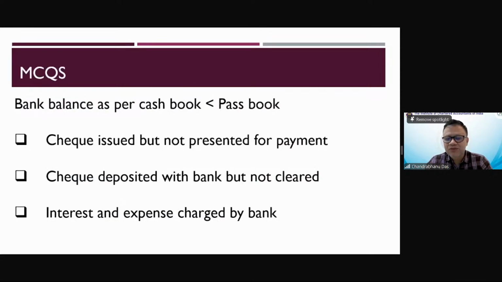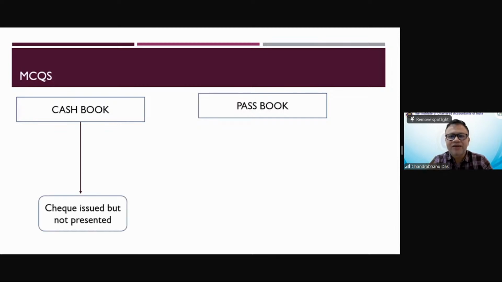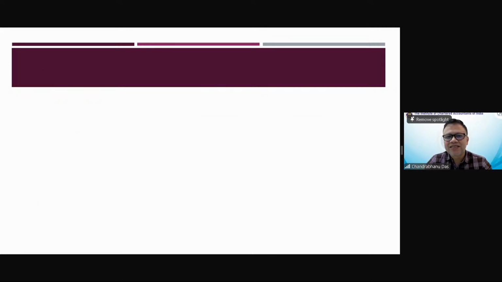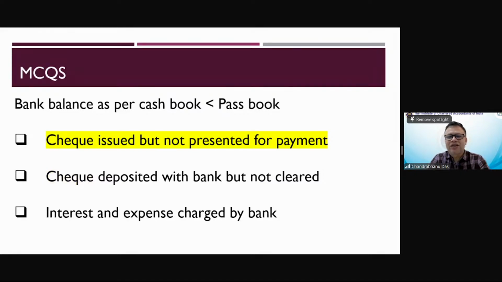Now balance as per cash book becomes less than passbook. When cash book is there, passbook is there. When there is checks issued but not presented. So that time what happens? Passbook doesn't know about your checks issued, but cash book knows about it. So at that time, cash book balance reduces, passbook balance remains intact. Passbook doesn't know about it. So cash book balance decreases and passbook balance increases. So checks issued but not presented for payment, check deposited with bank but not cleared, and these all are not. So only the check issued but not presented for payment is the right option.